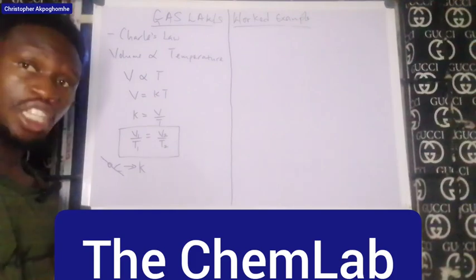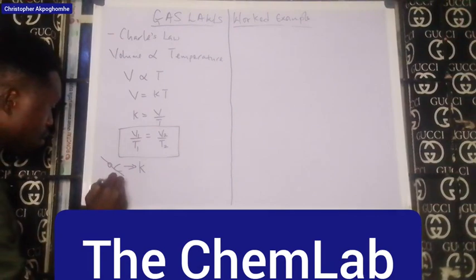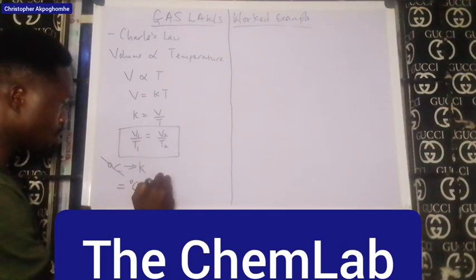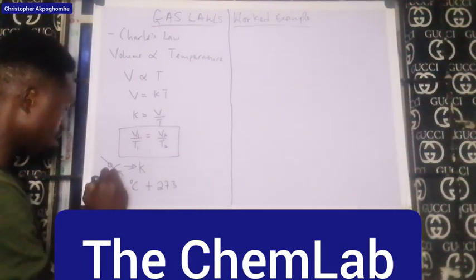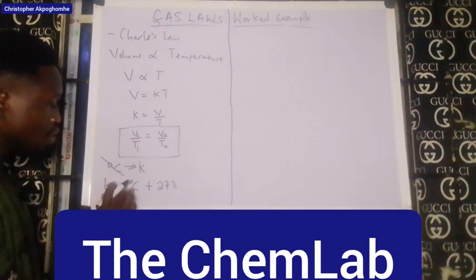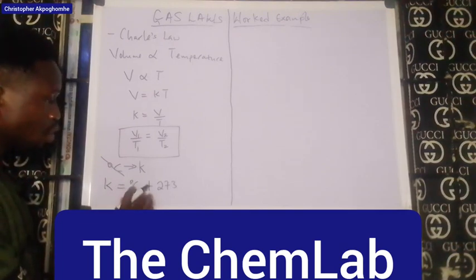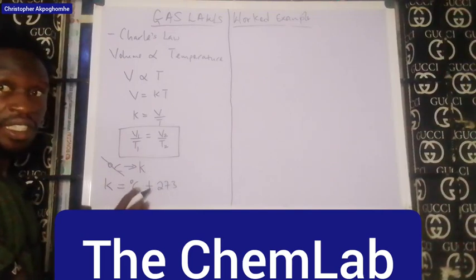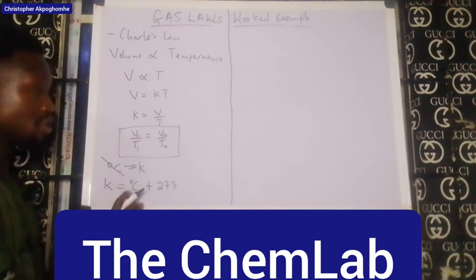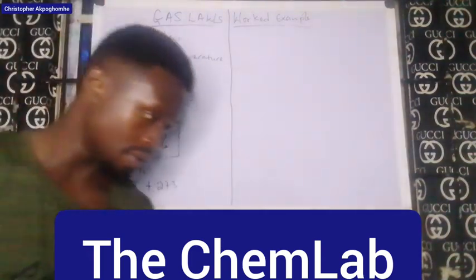Now, how do we change from degrees Celsius to Kelvin? It's pretty simple. The formula is degree Celsius plus 273. So to change degree Celsius to Kelvin, K is equal to the degree Celsius value they give you, added to 273. Whatever you get is the value of that degree Celsius in Kelvin. Now let's look at a particular question to illustrate this properly.